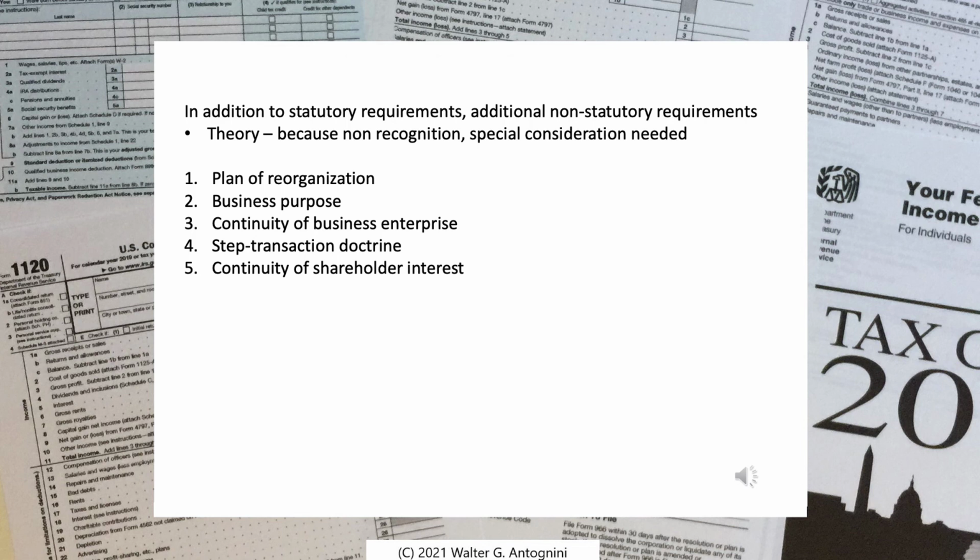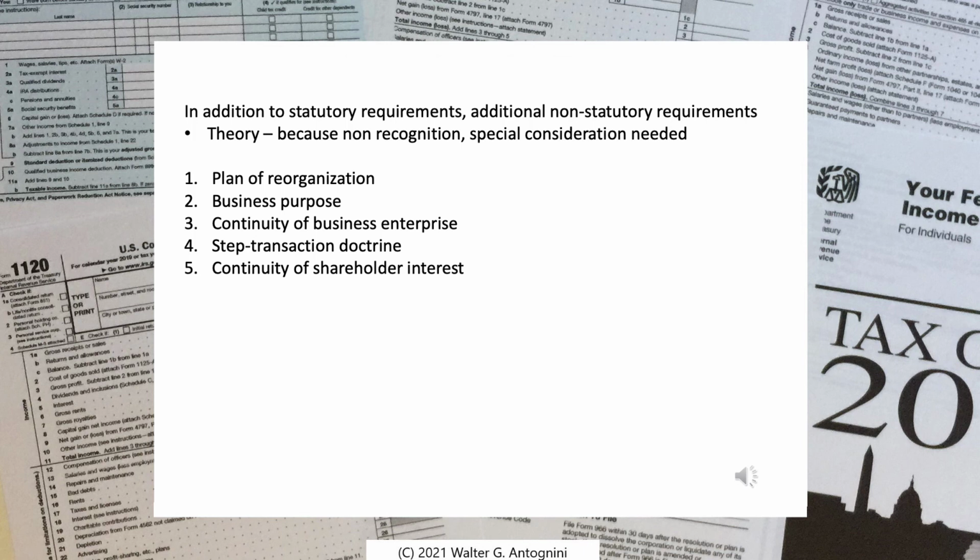These requirements include the following. 1. A plan of reorganization. 2. Business purpose. 3. Continuity of business enterprise. 4. The step transaction doctrine. And 5. Continuity of shareholder interest. We will get into more detail on each of those momentarily.